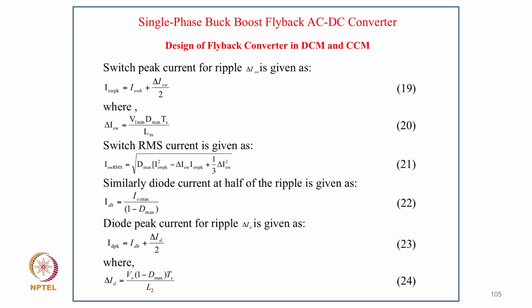Similarly, the diode current at half the ripple is given as IDH equal to IO max divided by 1 minus D max, and from the figure, the diode peak current for ripple delta ID is given by ID peak equal to IDH plus delta ID by 2, where delta ID is equal to VO times 1 minus D max times TS divided by L2.